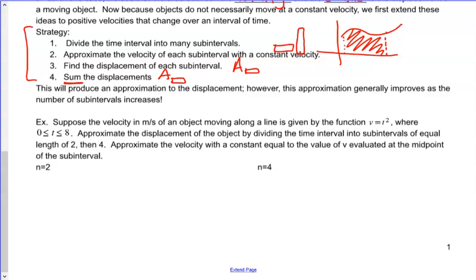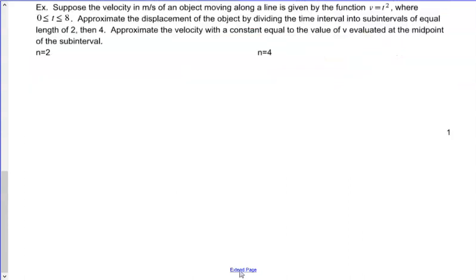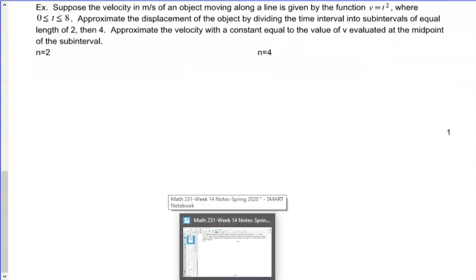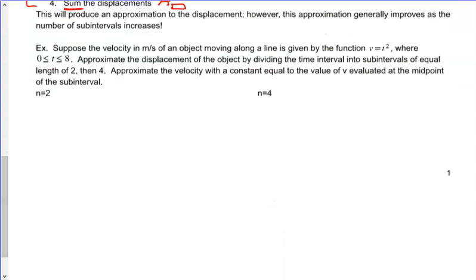However, this approximation generally improves as the number of subintervals increases. And we're going to see that here in just this example that we have here.